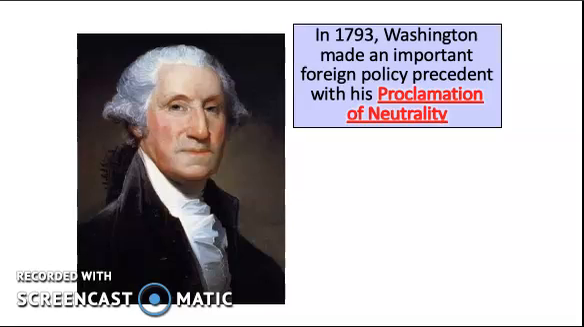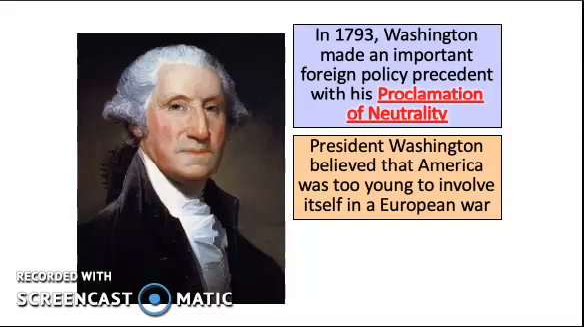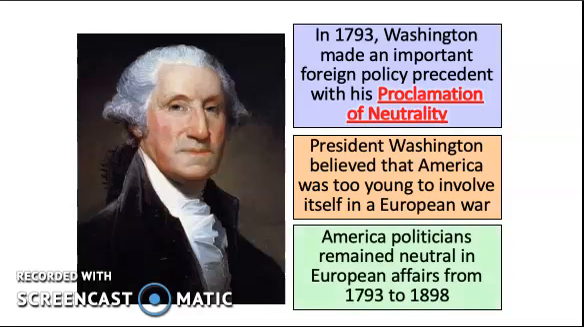Because he comes up with a very important foreign policy precedent. That means that future presidents are going to follow this as an example. And this is the proclamation of neutrality. The reason why is Washington believes that America was too young. We're too small. We're not powerful enough. We're not strong enough to really get ourselves involved in a European war. And this is going to be a major precedent for the United States, all the way from 1793 to 1898.